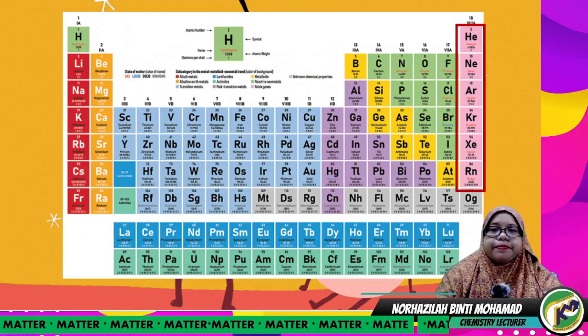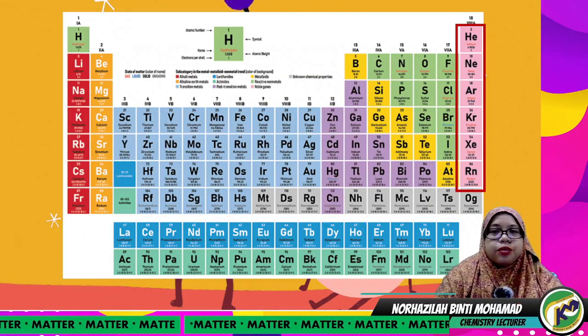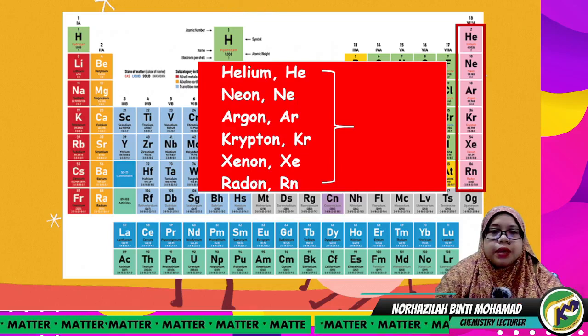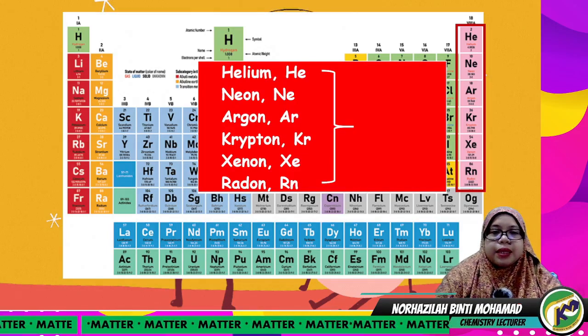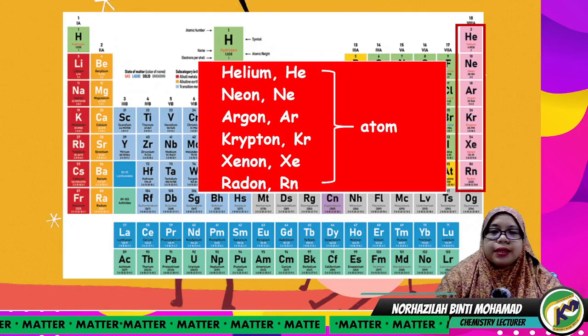Okay, last part. The noble gases, which are the group 18 elements. The elements in group 18 are helium, neon, argon, krypton, xenon and radon. All will exist as atoms.